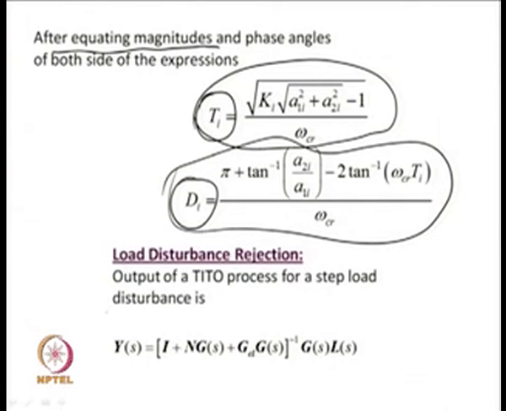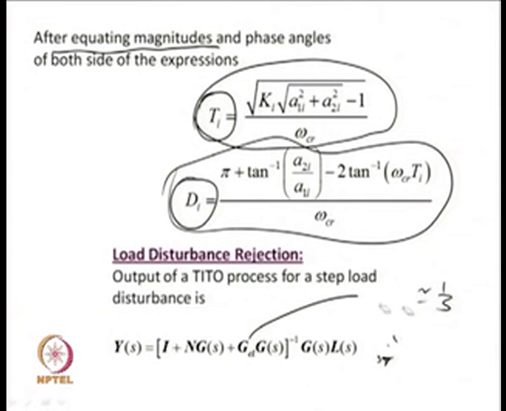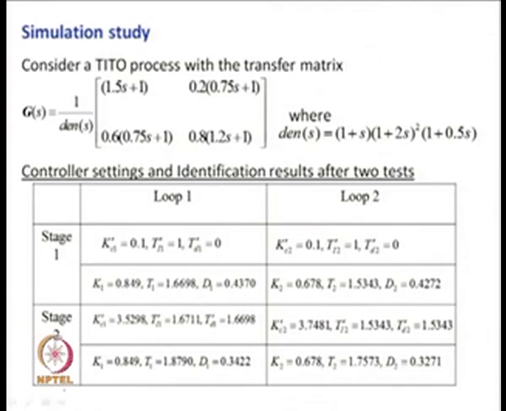Now, load disturbance rejection I have already described. It is repeated in the matrix form as y(s) is equal to (I plus G(s) G_c(s)) inverse G(s) L(s). When G_c(s) has some integrator, then in the final limit, as s tends to 0, y(s) becomes 0. So, the effects of load disturbances are nullified. Let us go to a simulation study.